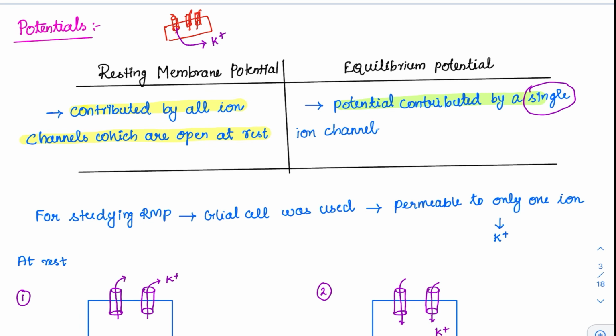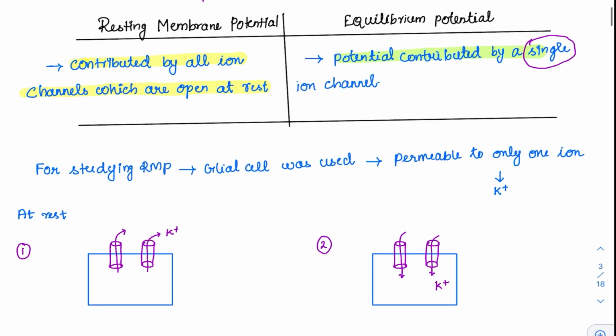So the scientists, what they did first, they wanted to study the resting membrane potential. So they took one specific cell. That cell is nothing but the glial cell. And there is a specific reason for choosing this cell. This cell was permeable to only one ion, that is the potassium ion. So it becomes easy for them to study the resting membrane potential because only one ion channel is present and only one transport of a substance is present.